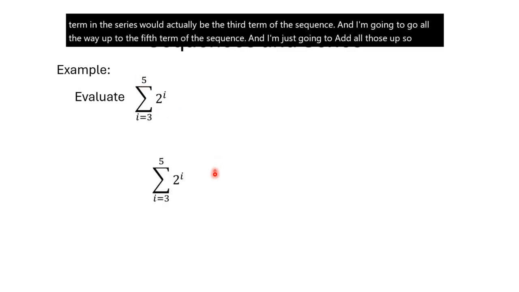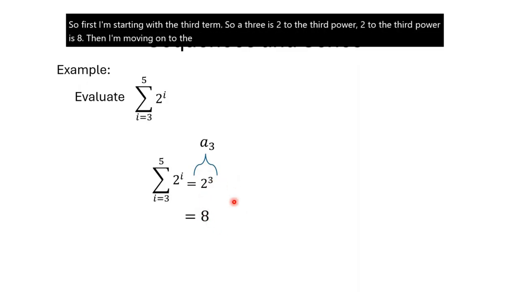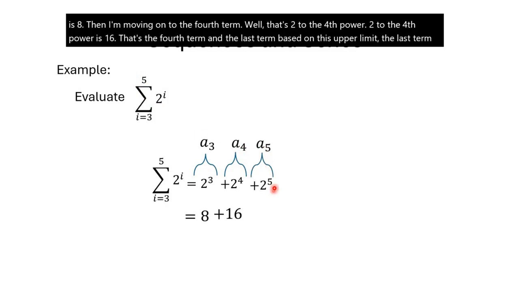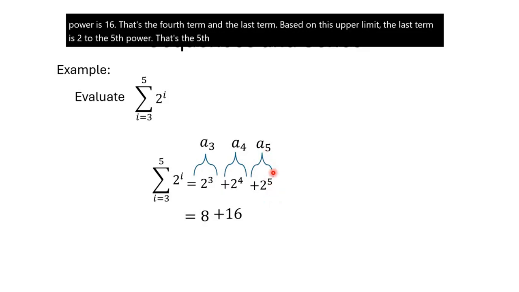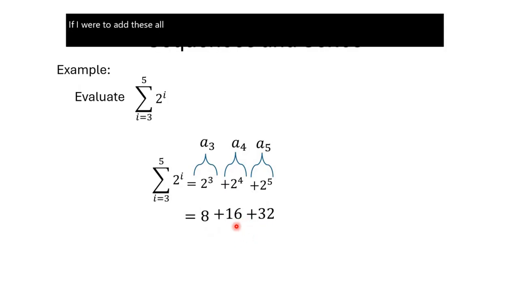So here we go. First I'm starting with the third term. So a3 is 2 to the third power. 2 to the third power is 8. Then I'm moving on to the fourth term. Well, that's 2 to the fourth power. 2 to the fourth power is 16. That's the fourth term. And the last term, based on this upper limit, is 2 to the fifth power. That's the fifth term, and 2 to the fifth power is 32. If I were to add these all up, 32 plus 16 plus 8, I would get the sum, which is 56. So this summation is equal to 56.